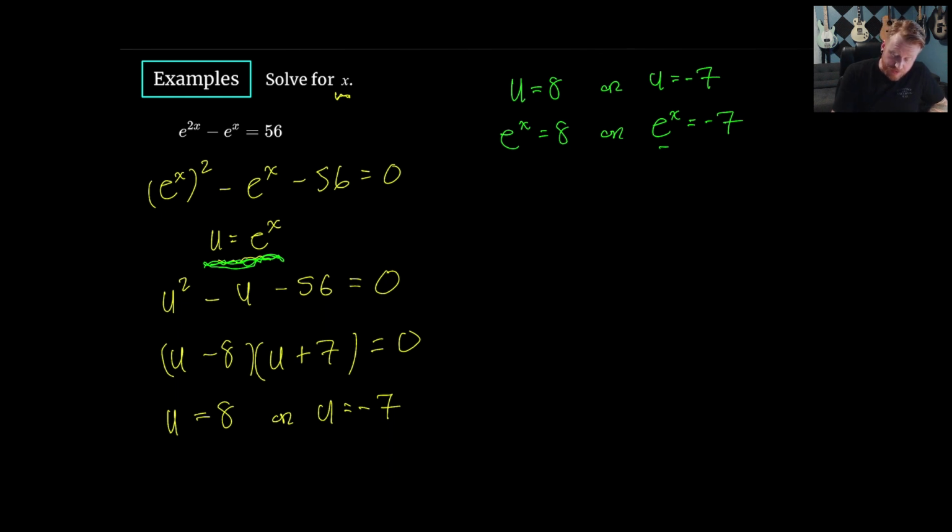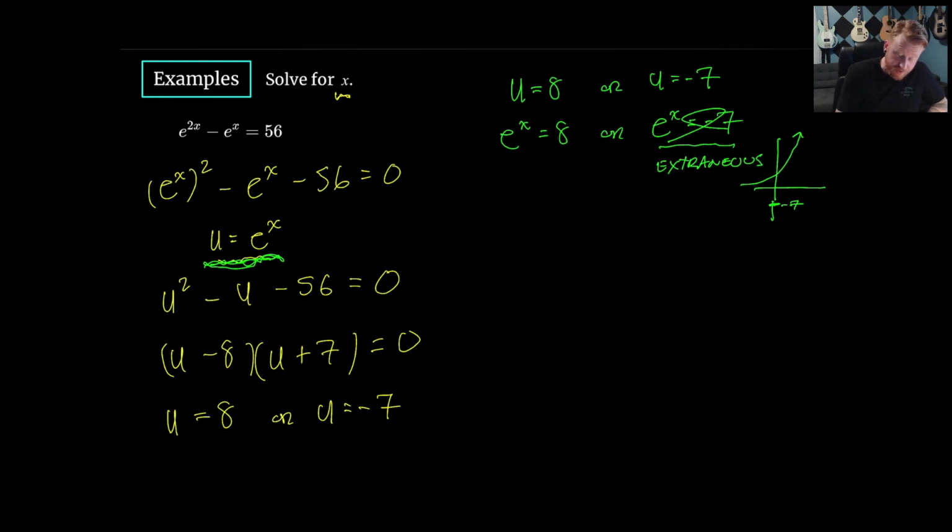But if we look at the -7 one here, we will notice that there is no solution to this, because there is no number we could put on e to get a negative number. The graph of e to the x looks like this. Its range is always positive. There's no way that we'd ever get -7 down here. It just never hits that graph. So we can throw this out as an extraneous solution that happened to pop up as we were working through this.